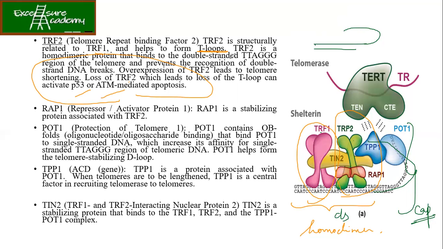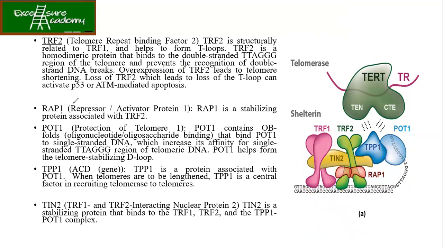Yes, ma'am. Okay. Now we have RAP1. It is a repressor or activator protein. It is a stabilizing protein. You can see that it's a stabilizing protein of TRF2. Depending on the situation, it is repressed or activated, and it responds accordingly, whether the cell is to become cancer or remain a stem cell.